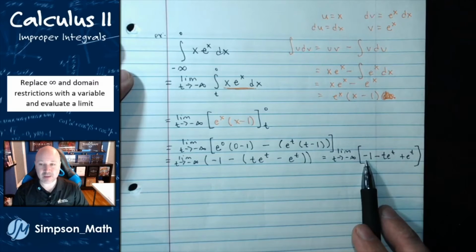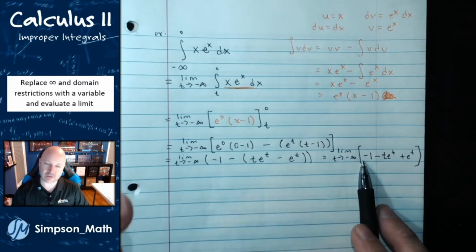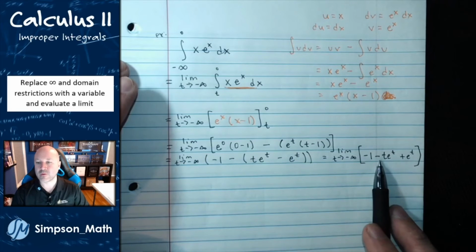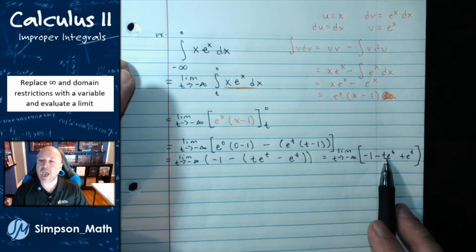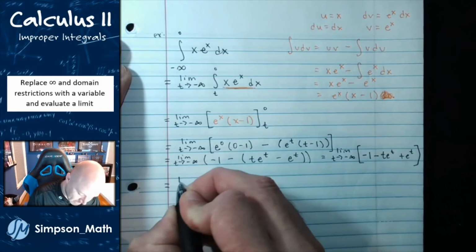So in this next step, I'm going to separate this limit into two limits, because limits are linear operators, you can do that. So I'm separating this difference, and I'm going to pull that e to the t back out, like so. Let's see if you like this.